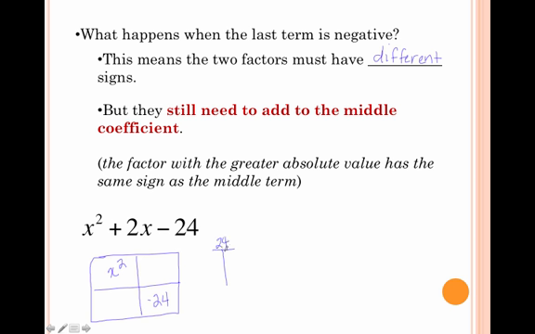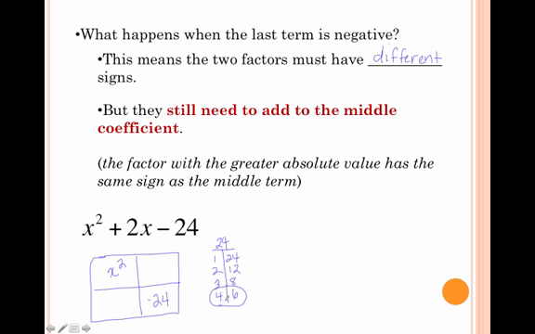I'll deal with the negative in a second, but I've got 1 and 24, 2 and 12, 3 and 8, 4 and 6. All right, so now I need to look at how I can use these to get a positive 2. Well, there's a difference between the 4 and the 6 of 2. So I need to do something with my 6 and my 4 that'll give me a positive 2.